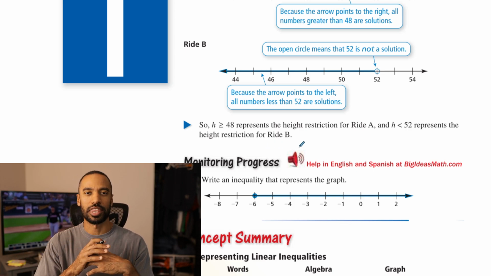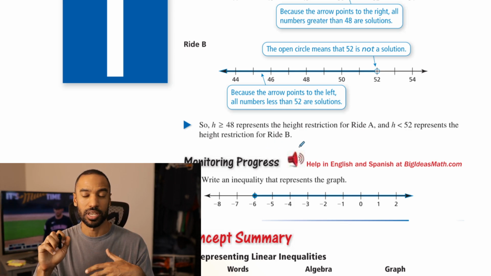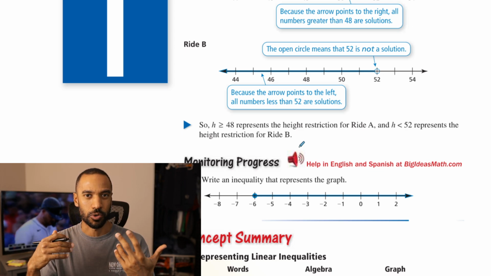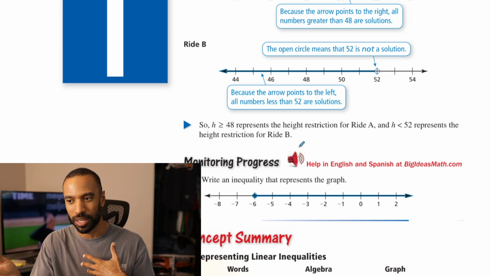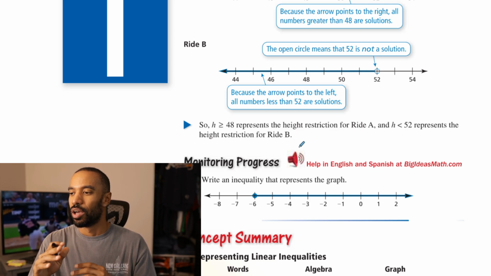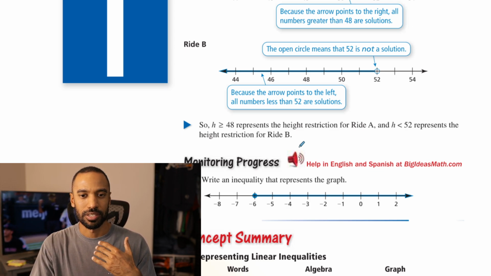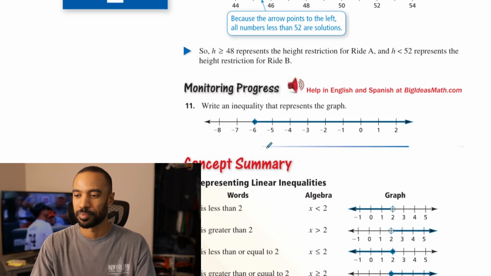I'm sorry, I thought that they were saying, I'm fine writing the inequalities. I thought they wanted us to use actual context and say 48 inches or taller is good. But okay, h is greater than or equal to 48 inches. h is less than 52 inches.